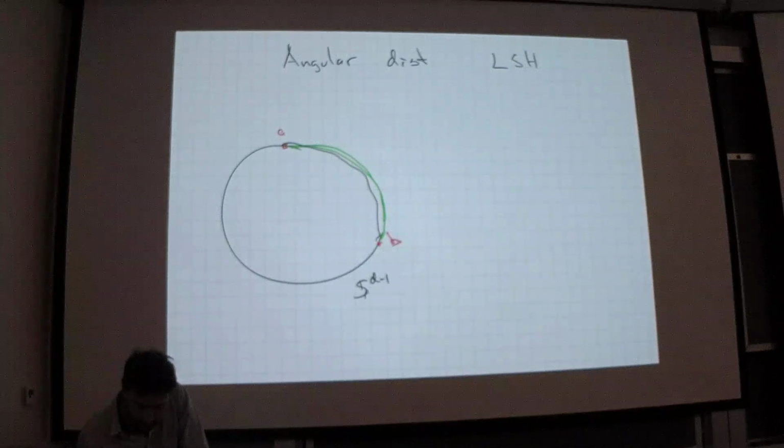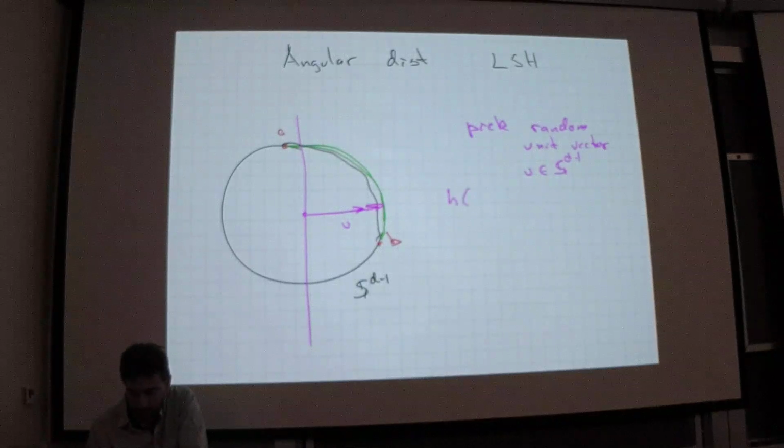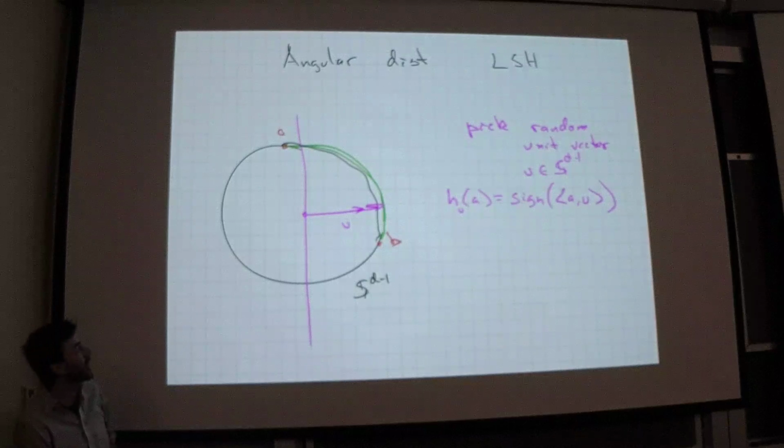A hash function. I'm going to pick a random direction, a random unit vector u. Then I'm going to take the dot product with the unit vector. The hash h_u of A is going to be the sign of the inner product of A and u. So I'm just going to take the dot product and look at the sign.